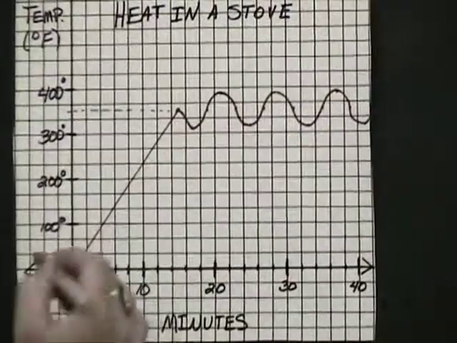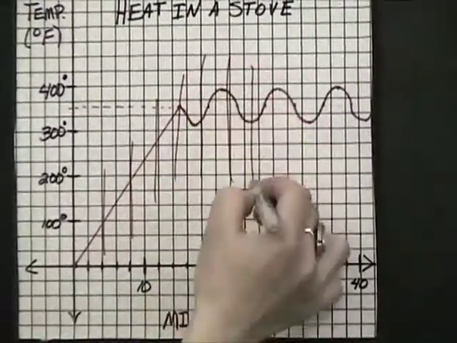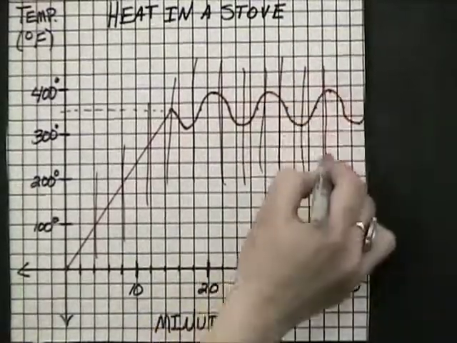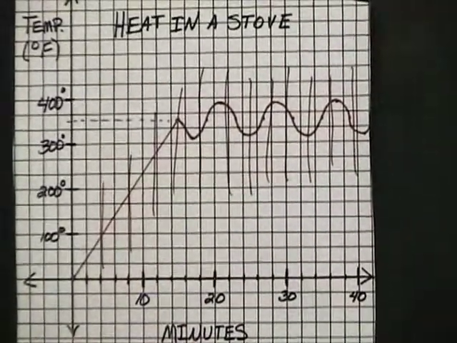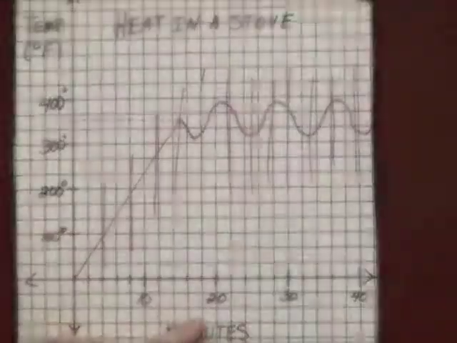Let's see if this passes the vertical line test. Over time, as time passes, all those vertical lines cross only once on the graph, so this is a function. The temperature is a function of the minutes.